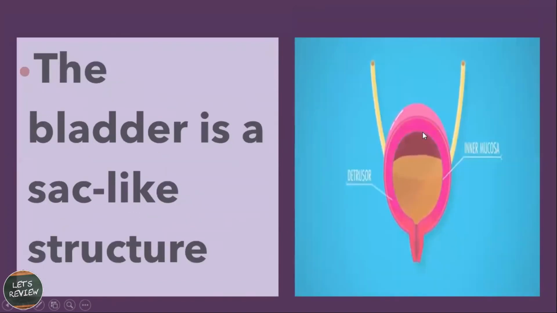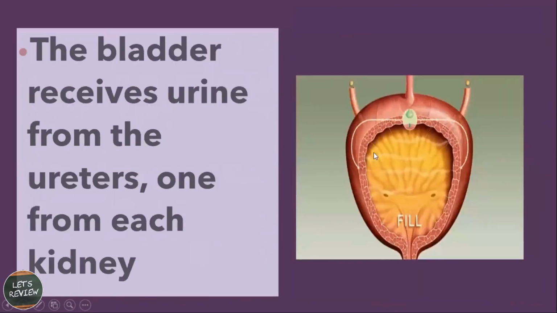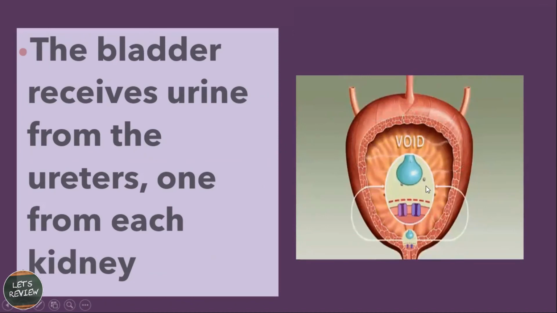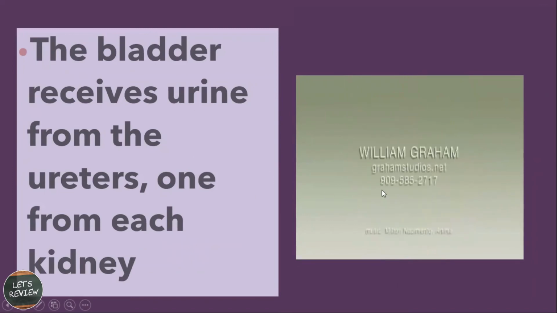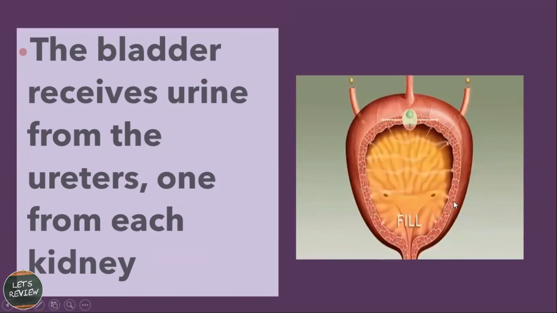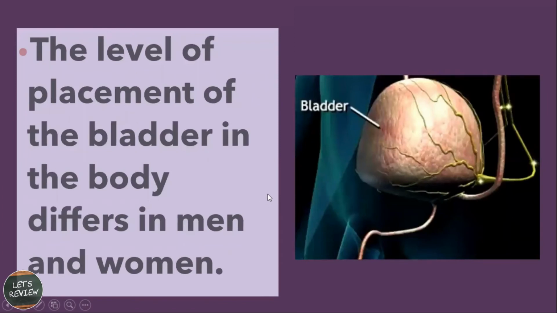And of course, the bladder or the urinary bladder, it looks like a sack wherein it collects all the urine and then is ready to release. This is how it receives the urine from the ureter. The urine passes through it, and then the urine will stay here for a while. And then it will send a message to the brain that you need to excrete the urine if it is already full. The placement of the bladder differs in men and in women.